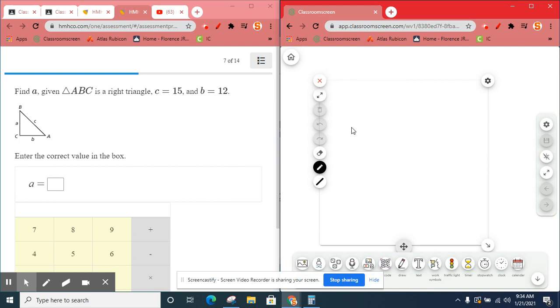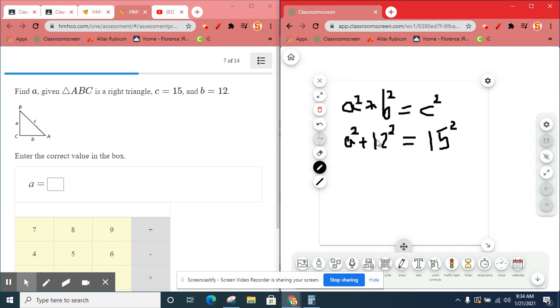All right, so we should have something like a squared plus b squared equals c squared. And you want to replace your values here. C is 15, so 15 squared. Going to want to use a calculator here pretty soon. And they also give us what b equals. B is 12 squared. And we need to figure out what a is, and that's a squared.